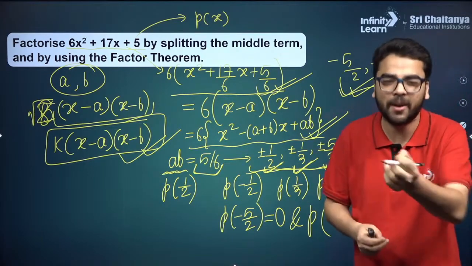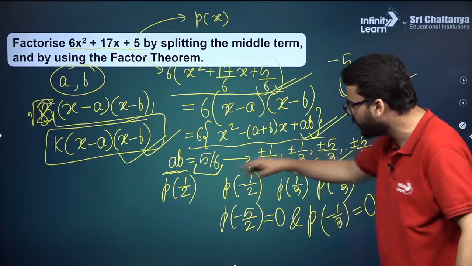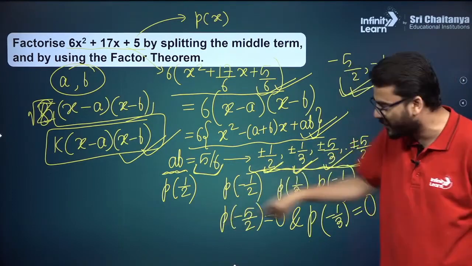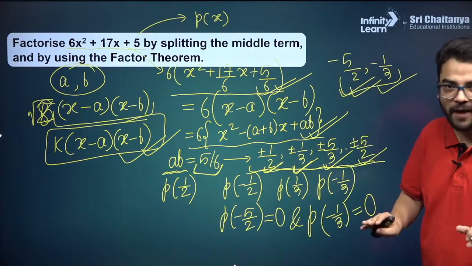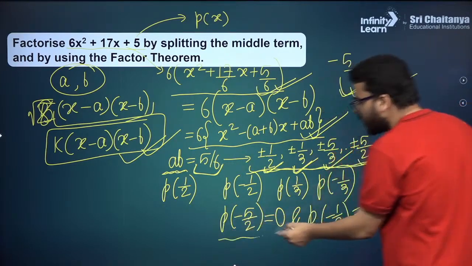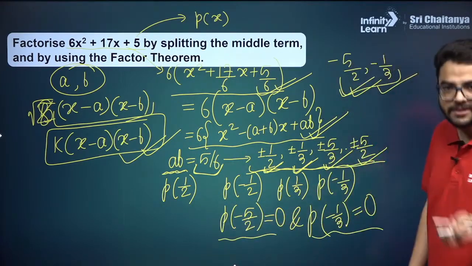See, right now I'm doing a bit of cheating over here because I haven't put all the values, because, being honest, I don't have space. If I put all the values over here, I'll not be able to solve even one. But if you put minus 5 by 2, you'll get 0, and minus 1 by 3, you'll get 0.